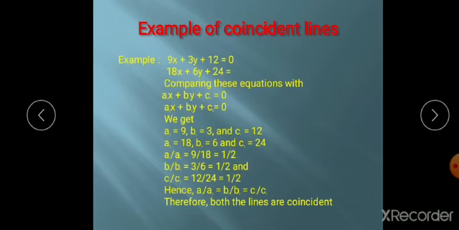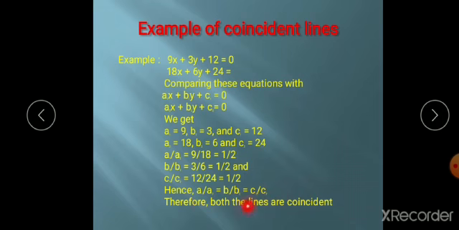Let us see one example for consistent coincident lines. Consider 9x + 3y + 12 = 0. So a1 is 9, b1 is 3, c1 is 12. Second equation, 18x + 6y + 24 = 0. Then a2 is 18, b2 is 6, c2 is 24. Divide a1 by a2, b1 by b2, c1 by c2. Here you can observe all the ratios are equal. a1 by a2 is equal to b1 by b2 is equal to c1 by c2. Such a condition we call coincident lines.